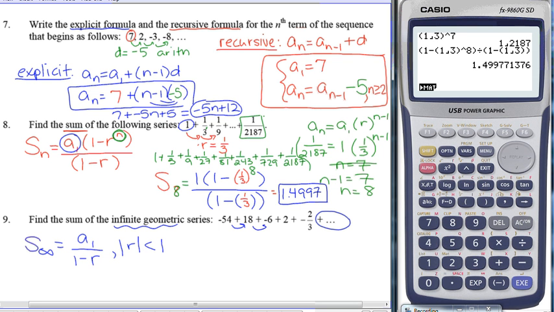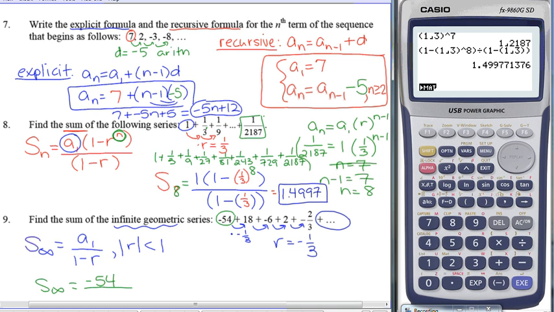So if I'm looking at this, what am I doing each time? Well, I'm multiplying by -1/3, so that's my common ratio. That tells me that this is going to work because my common ratio is a little number. So I plug into my formula. My first term I needed for the top of the formula was -54.